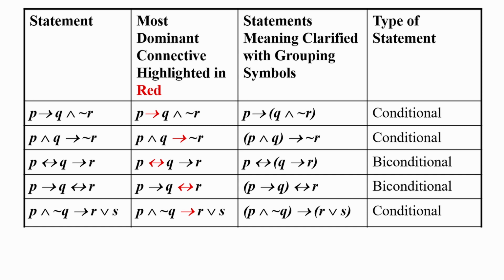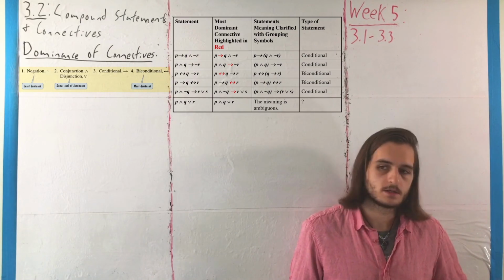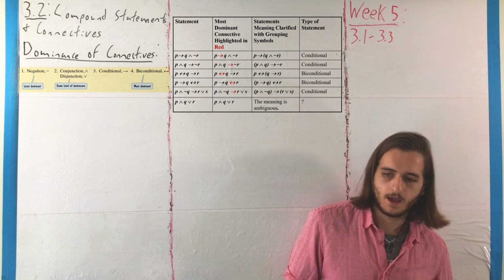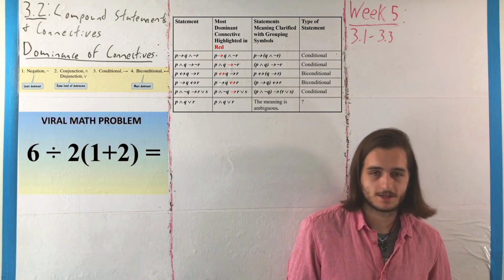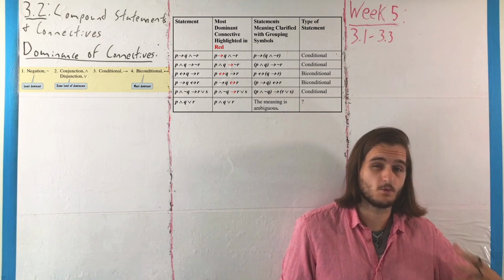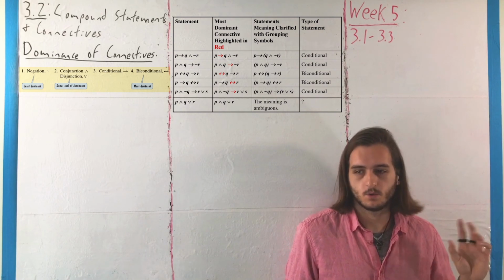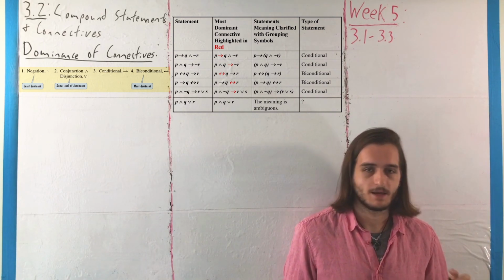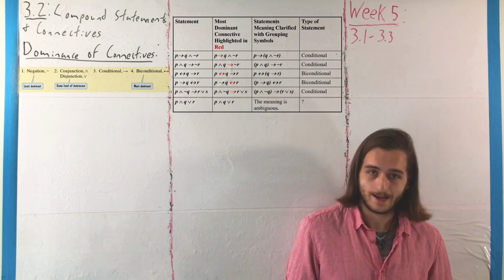Whereas if we have something silly like P and Q or R, the meaning is very ambiguous. Much in the same way as throwing a division right next to a multiplication, we can't tell which one of those is going to be the most important. So you'd really want to have some parentheses around one pair of those things so you know which one has to be handled first and which one is the ultimate determination of what happens.